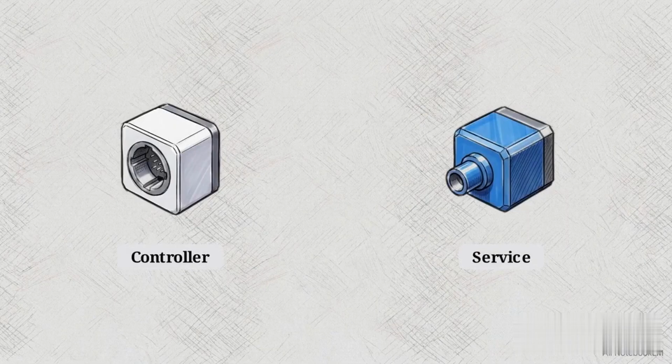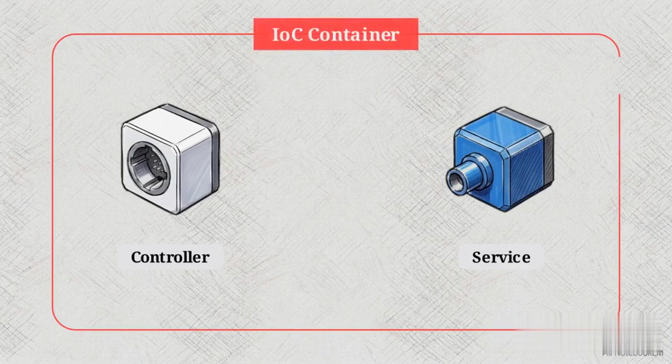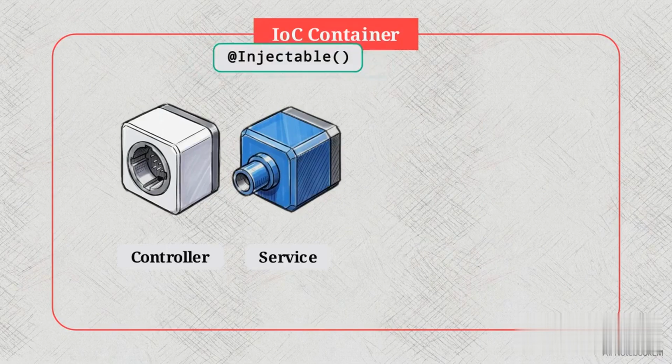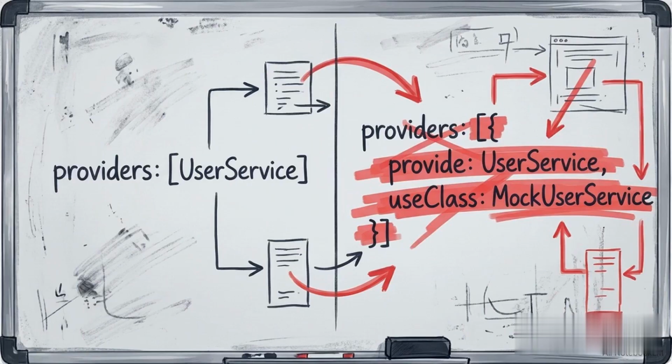NestJS prevents this using dependency injection. A class simply declares what it needs in its constructor. At runtime, the inversion of control container resolves and wires those dependencies automatically. By adding the @Injectable decorator, you tell the framework this class can be injected. Because the framework controls how these pieces connect, you can easily swap out components. This modularity lets you manipulate the system predictably during testing.